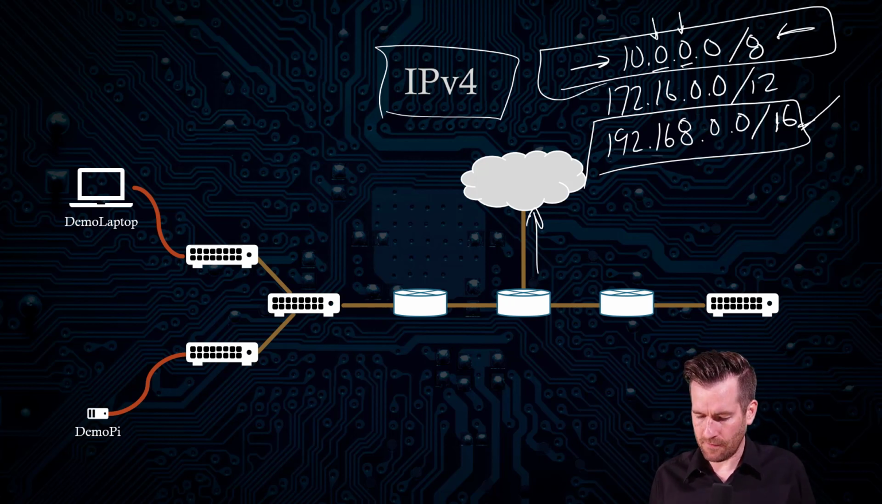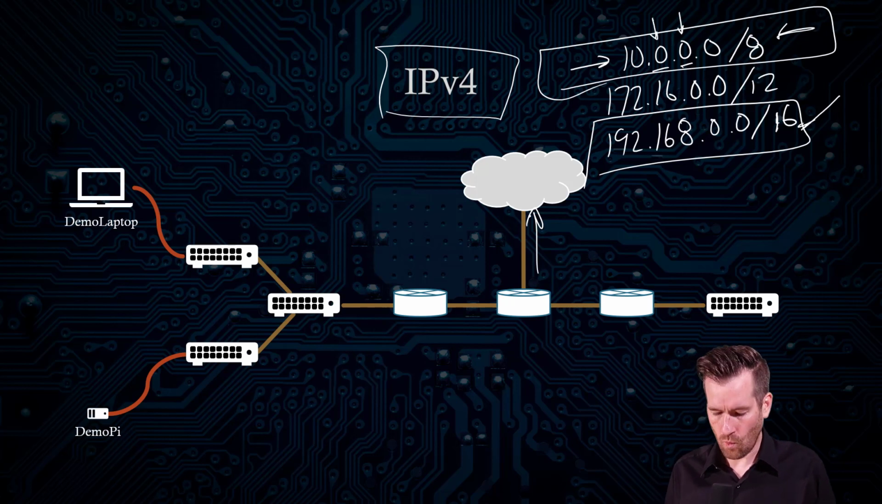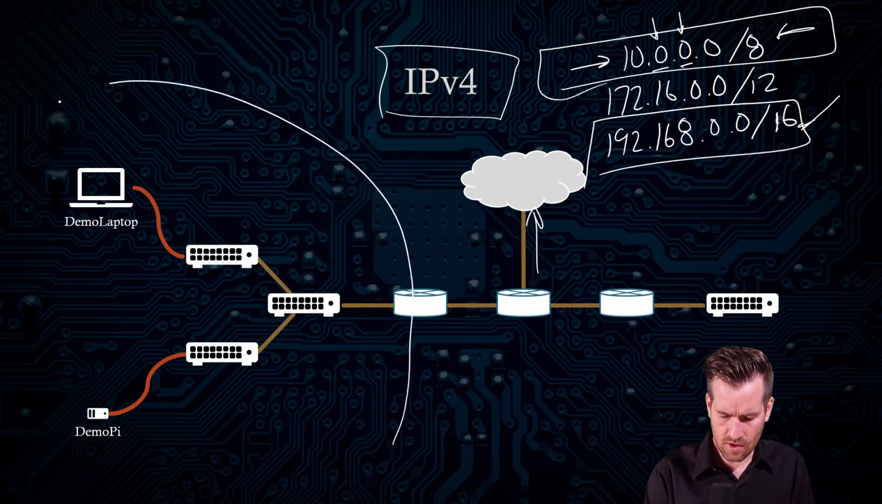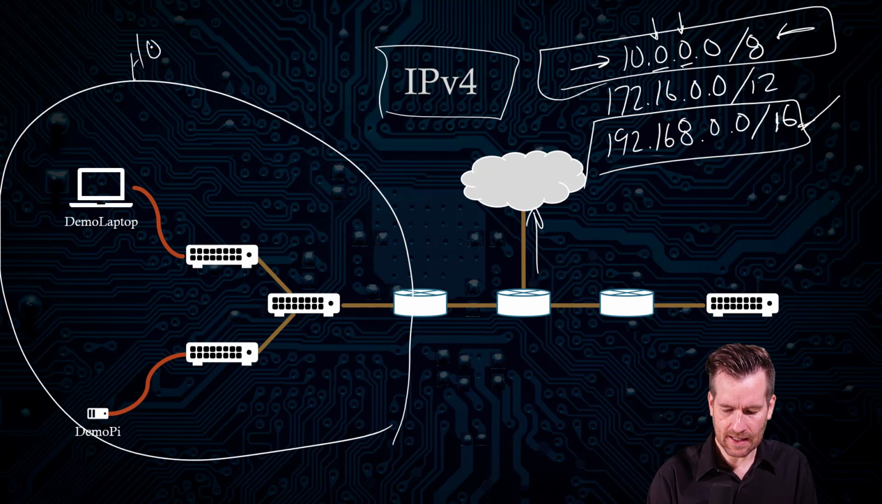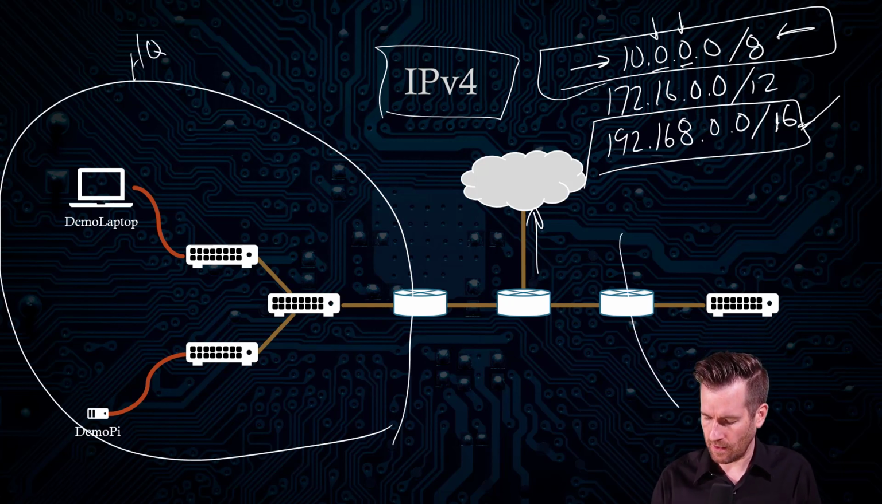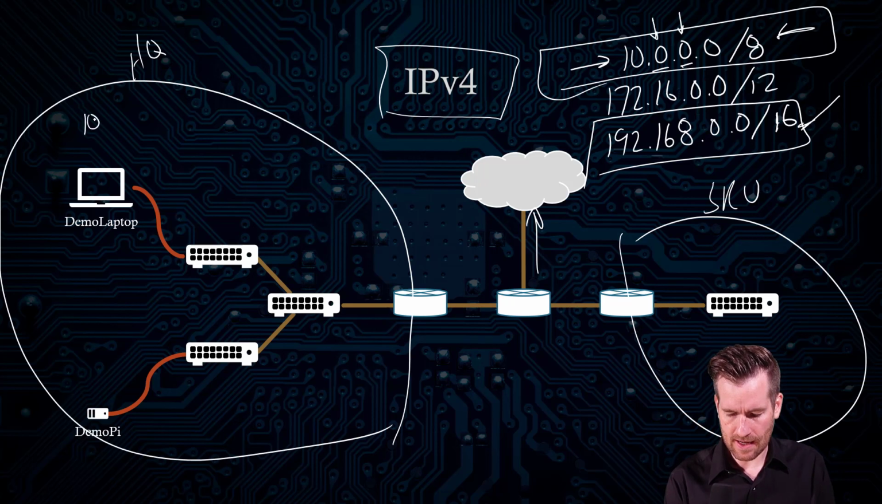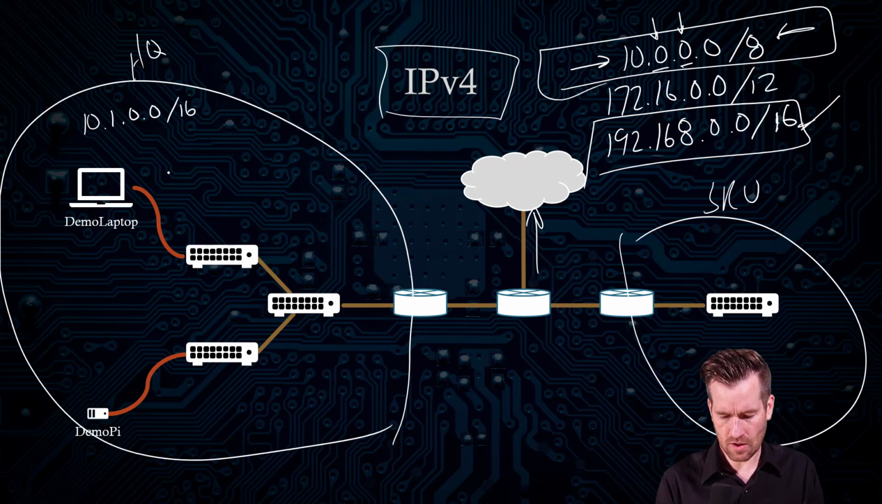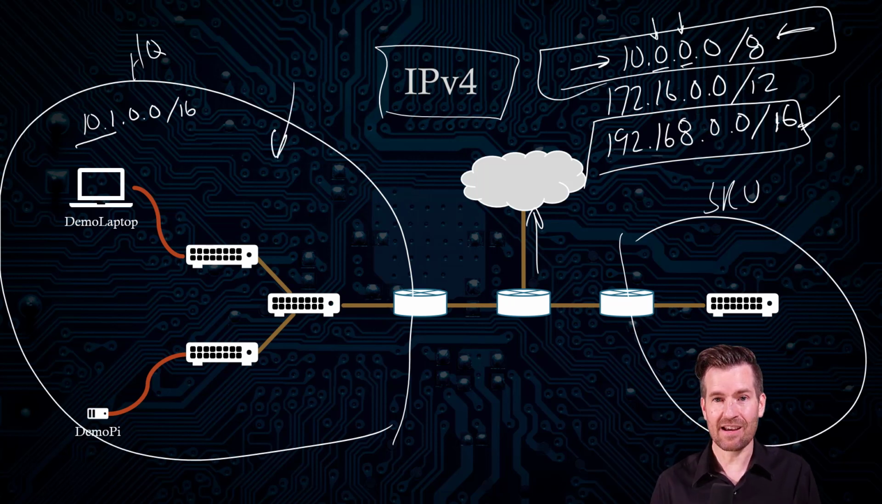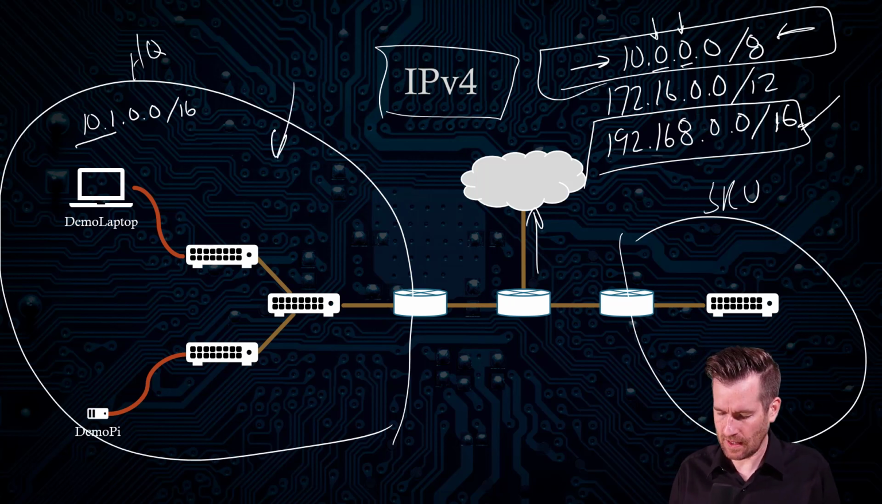I have this IPv4 scheme, and what I'm going to do is I have my headquarters over here. I want to assign a block of a range to this headquarters. Then I have my server network right here, and I want to assign a block over there. So I'm going to assign the 10.1.0.0/16 range. Anything that starts with 10.1 is going to be in here, and I can have lots of different networks in there.